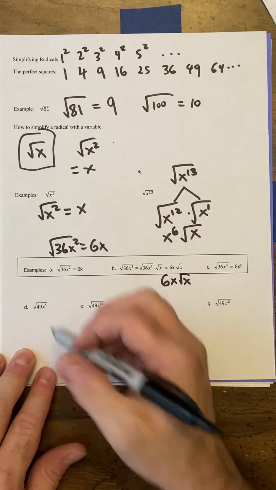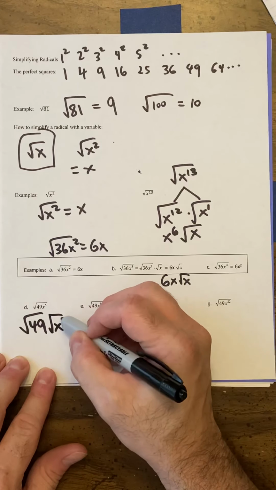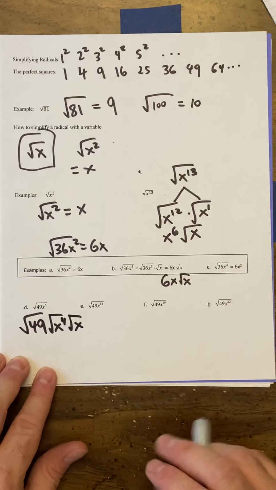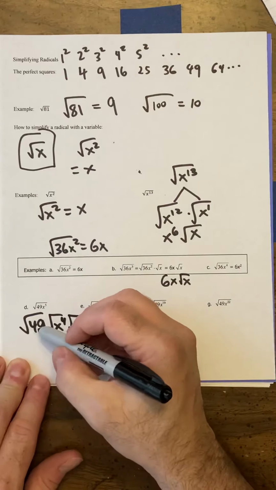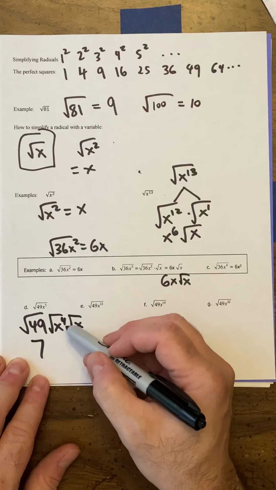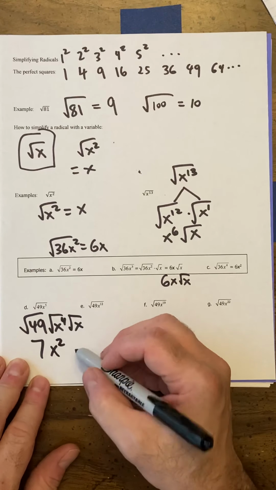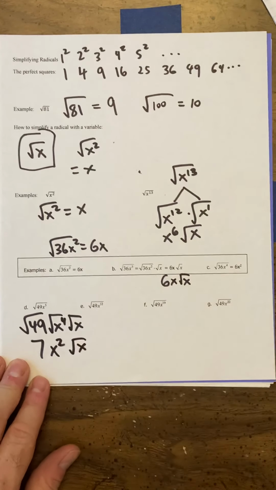49x to the fifth. So we got radical 49. The x to the fifth, I'm going to break it into x to the fourth and x to the first, or just x. Square root of 49 is just 7. 7 times 7 is 49. X to the fourth, we know the square root of that is x squared. And the square root of x, we're just going to be stuck with the square root of x.